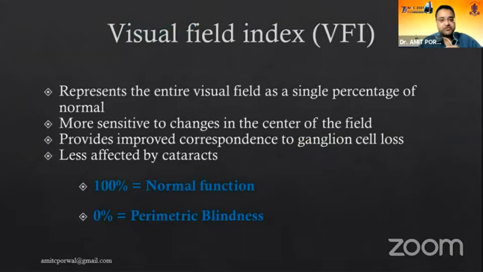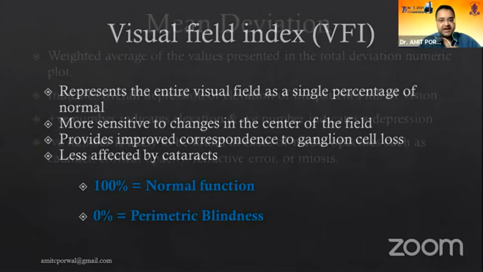So what is this visual field index? It is called VFI. It represents the entire visual field as a single percentage of normal. It is more sensitive to changes in the center of the field. It provides improved correspondence to the ganglion cell loss. It is less affected by cataract. So 100% means normal function, 0% means perimetric blindness.